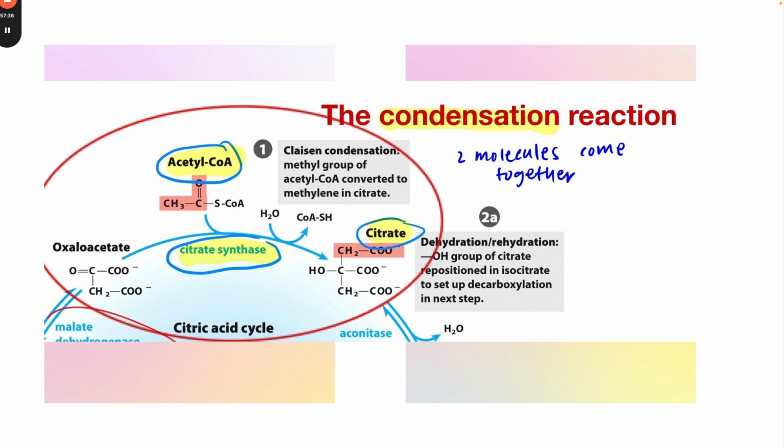A lot of the enzymes that you'll see in these reactions are all named, I think, in a very obvious way, so it makes sense that citrate synthase ends up making citrate, for example.